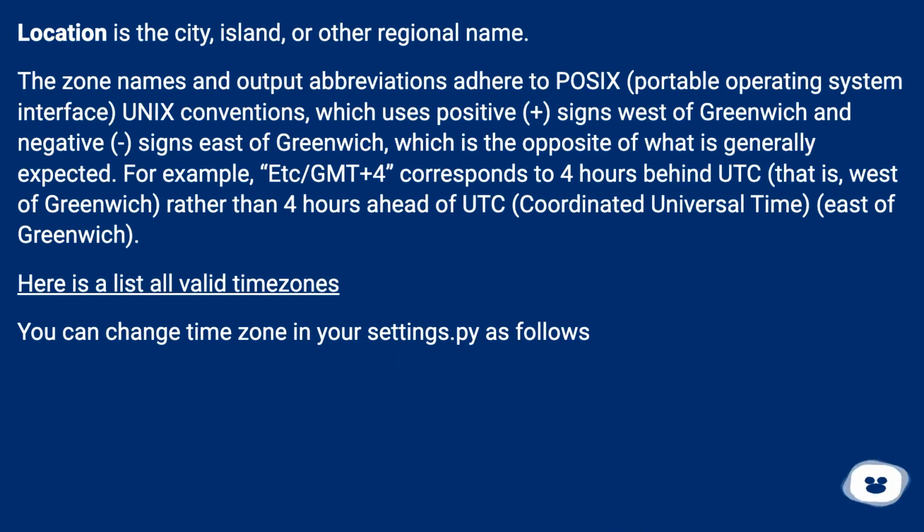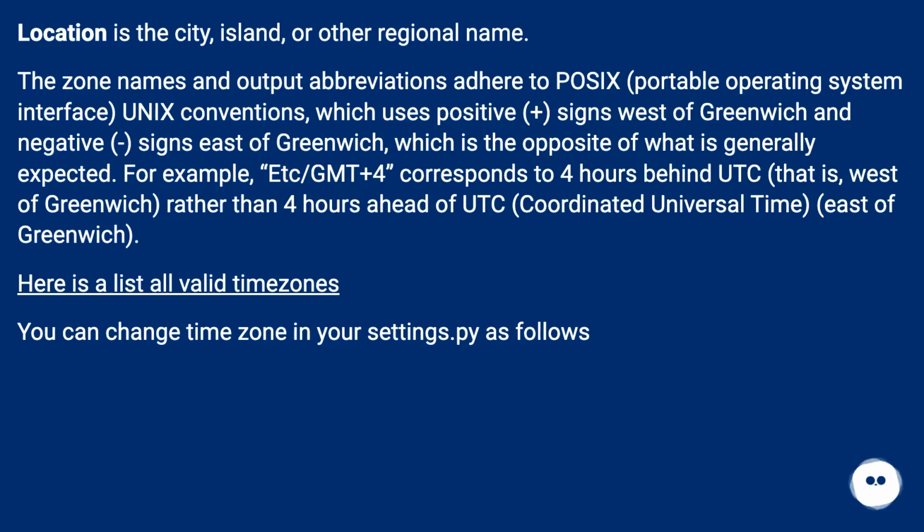The zone names and output abbreviations adhere to POSIX (Portable Operating System Interface) Unix conventions, which use positive (plus symbol) signs west of Greenwich and negative (minus symbol) signs east of Greenwich, which is the opposite of what is generally expected. For example, Etc/GMT+4 corresponds to 4 hours behind UTC, that is, west of Greenwich, rather than 4 hours ahead of UTC (Coordinated Universal Time), east of Greenwich.